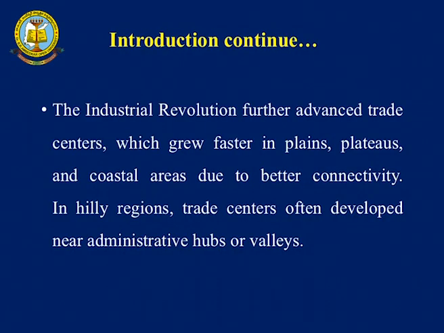So after the industrial revolution, the emergence of trade centers has been rapid, because they grew faster in the plain regions, plateau regions as well as the coastal areas due to their better connectivity. Again I am saying, due to their better connectivity. Why are we saying better connectivity? Because if you want to exchange goods and services from one place to another place, how do you exchange? With the help of connectivity, isn't it?